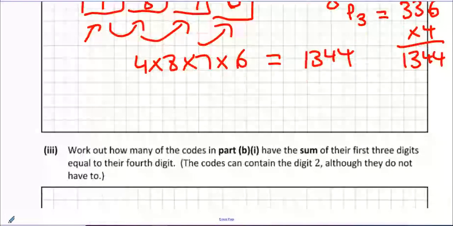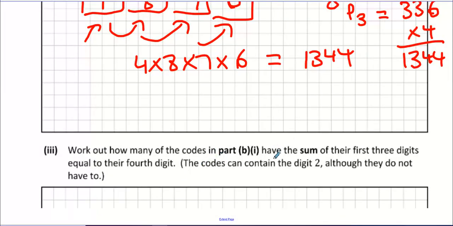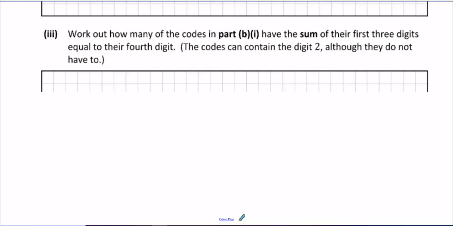Okay. Now, work out how many of the codes in B part 1 have the sum of their first 3 digits equal to the 4th digit. These codes can contain the digit 2, although they do not have to. Let me give you a good example. 1, 2, 3. So the code is 1 plus 2 plus 3 equals 6. That's a legitimate code. We start small. Let's start with 1, 2.